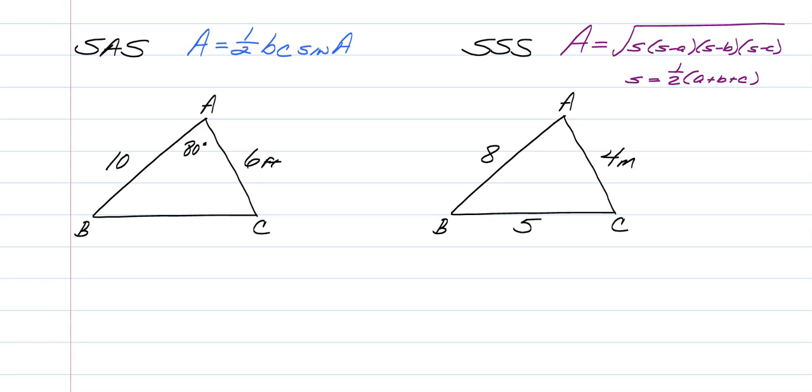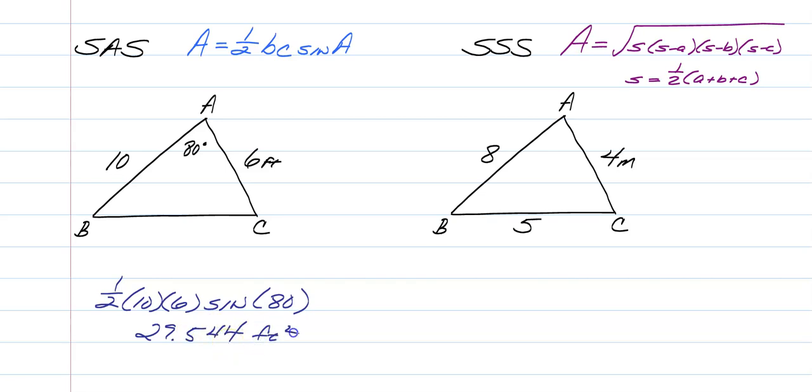Watch. You have an angle that's 80 degrees. You have two sides next to it, the adjacent sides. All you have to do is take your calculator and say 1/2 of 10 times 6 times the sine of 80. Click enter and your calculator is going to give you the answer. It's 29.544, depending on what we're rounding to, feet squared, of course, because you learned that area is always in square units. But yes, it is supposed to be that simple.